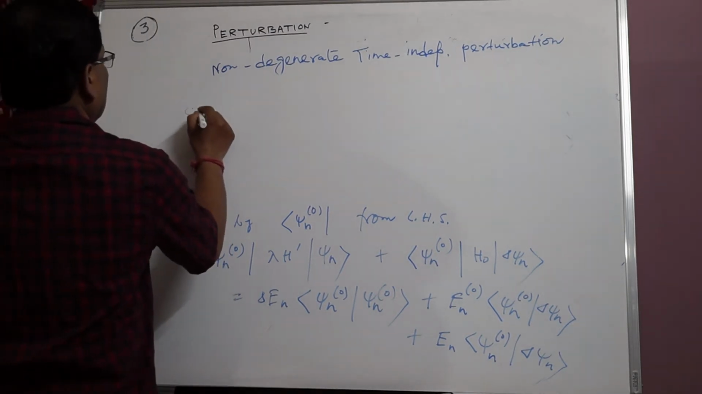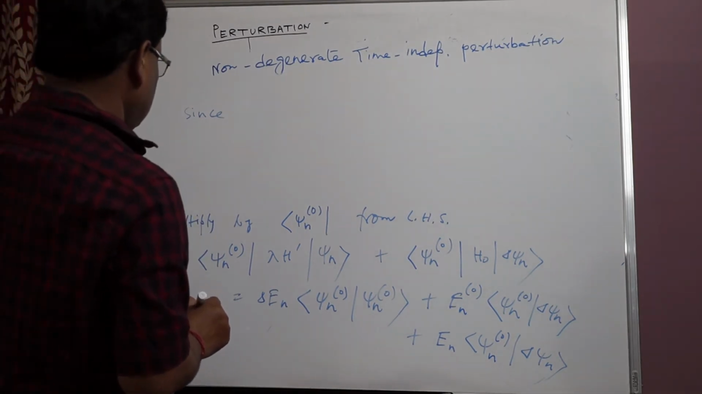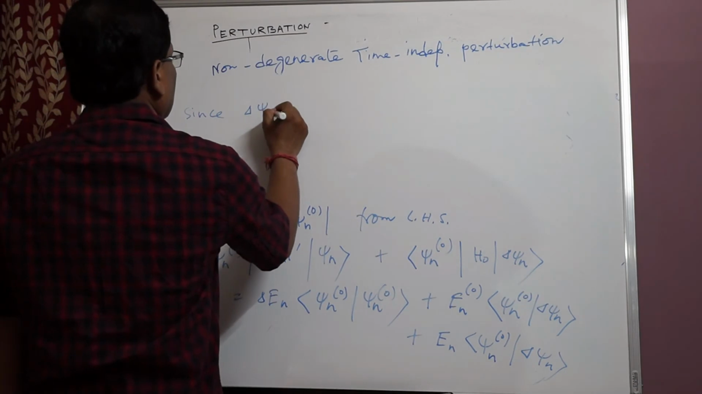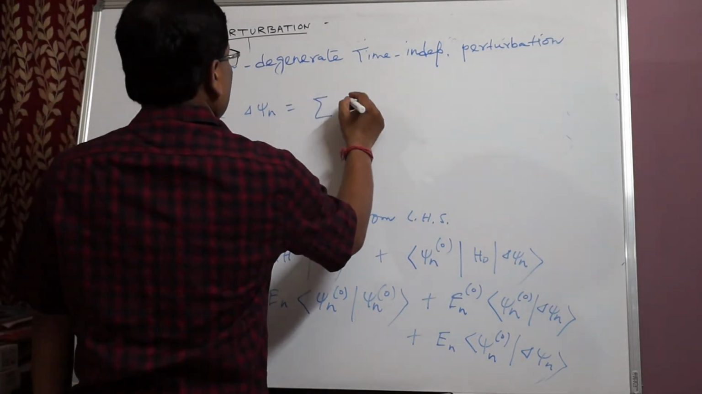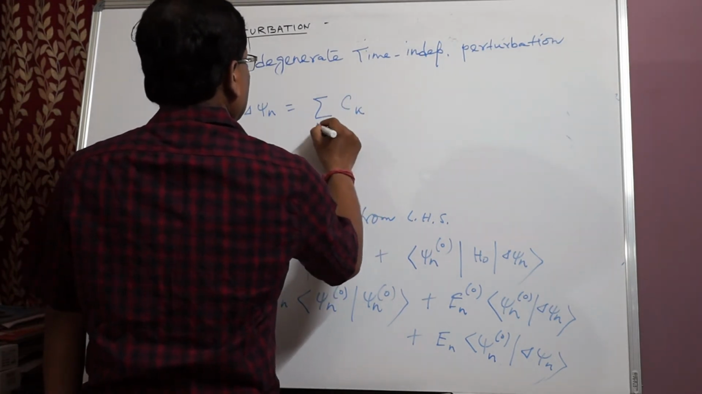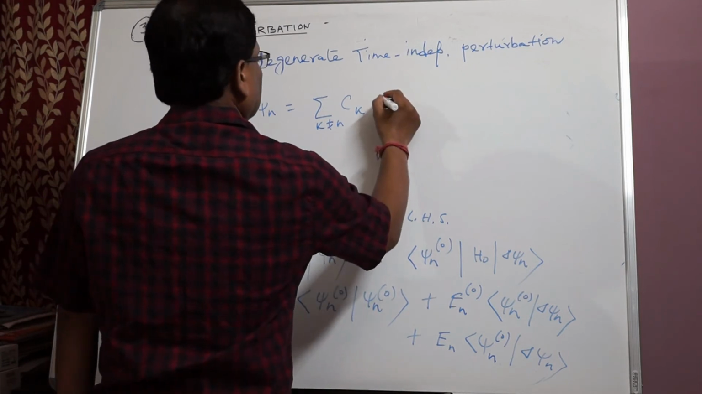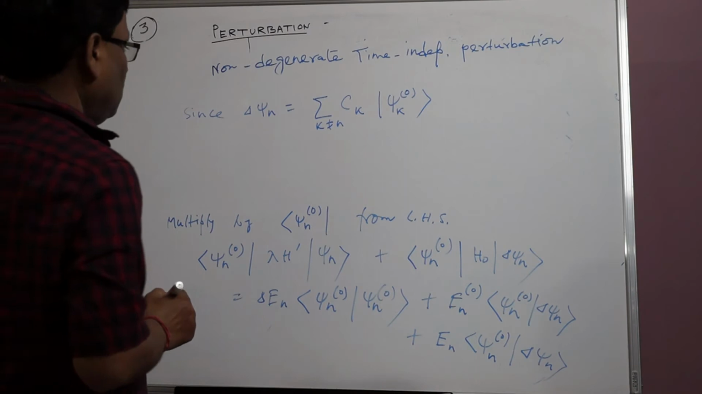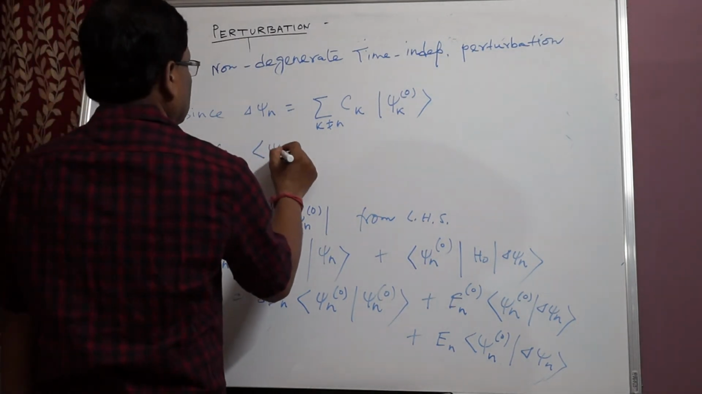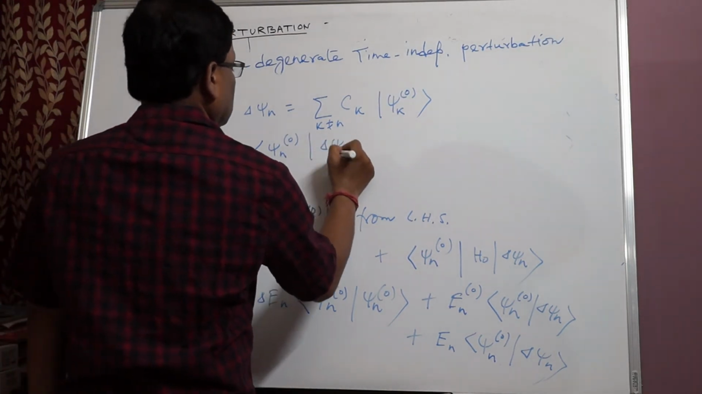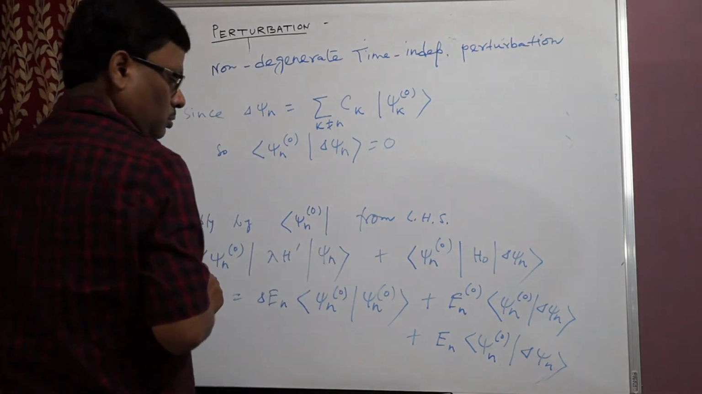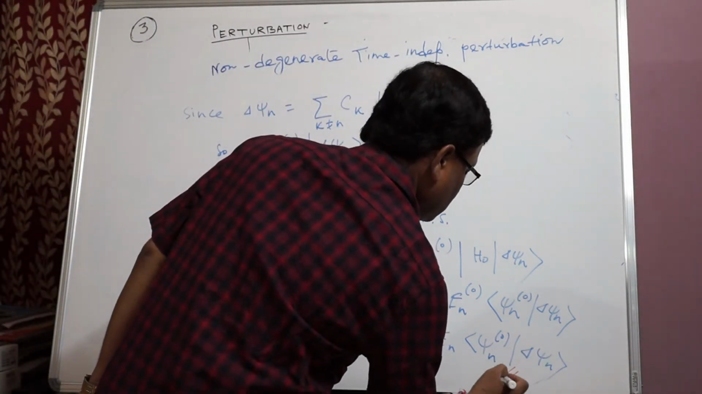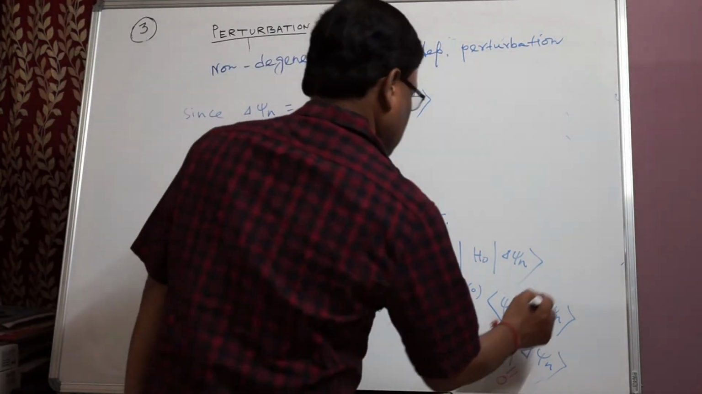Now since del psi n, k not equal to 1, so psi n0 del psi n equal to 0, so I can take this part as 0. Similarly, I take this part as 0.